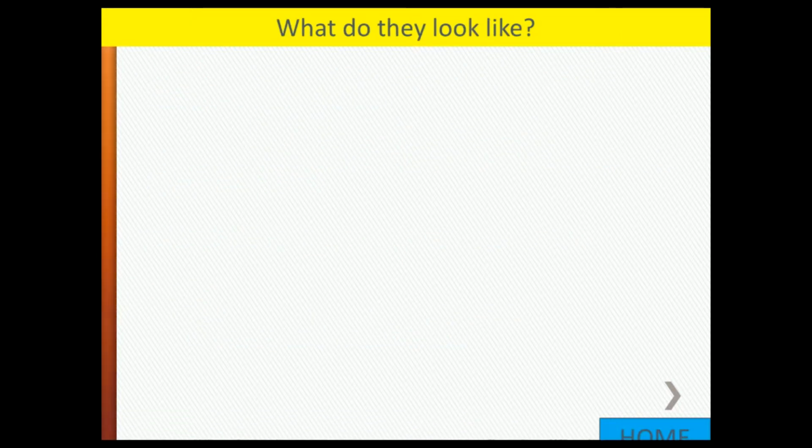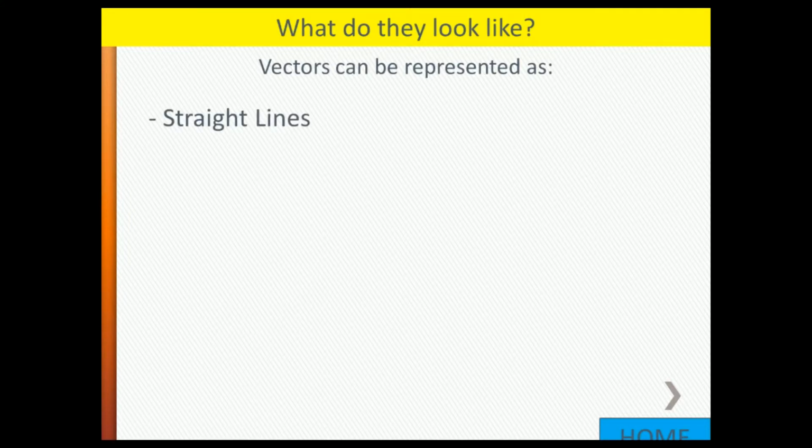Okay, so what do they look like? Vectors can be expressed as straight lines, like this. As you can see, the straight line has an arrow, and the arrow indicates the direction. It has a size, the length of the line, but it also has a direction.